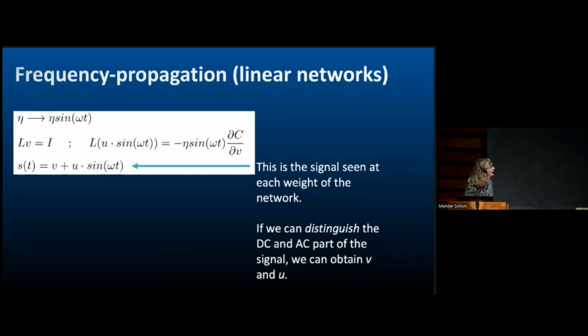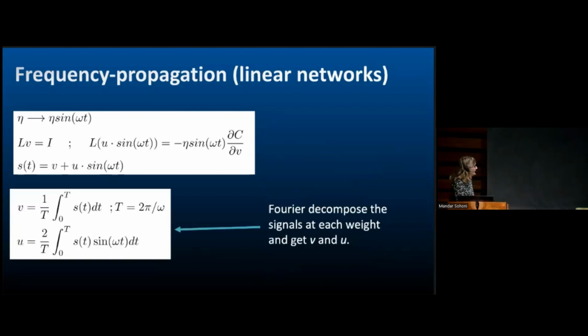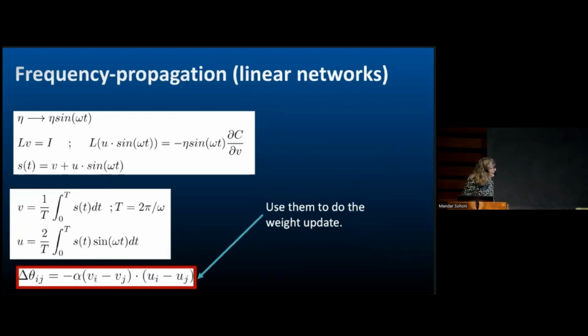Well, now the signal seen at each weight of the network is given by the activation field and now the feedback field. But the feedback field now has this modulatory sinusoidal factor. And so if we can then distinguish the AC and DC parts, then we're golden, in the sense that we've got our multi-mechanism learning working, these two distinguishable signals, if you will. You can do that by Fourier analysis. So you can calculate the Fourier coefficients for each of the fields and then find the U's and the V's and update accordingly. Okay, so this is now theta instead of W, with the weights.